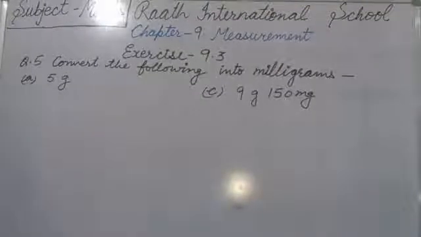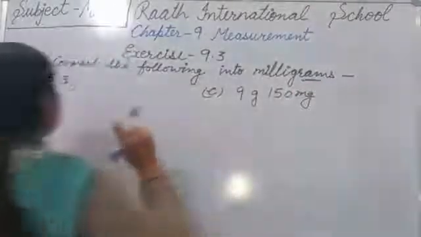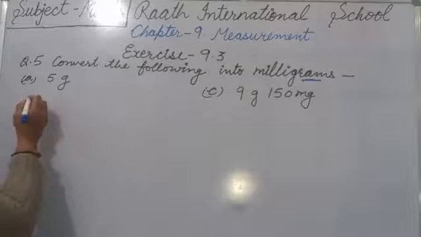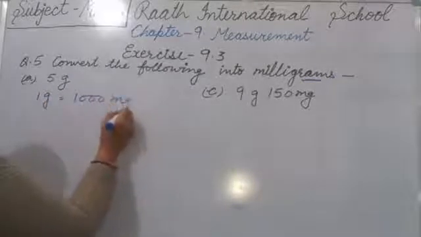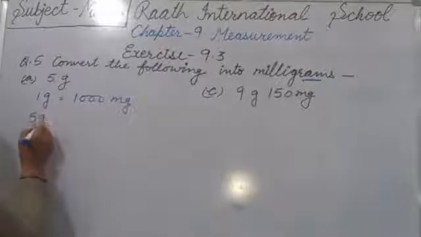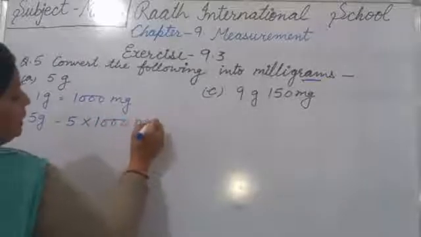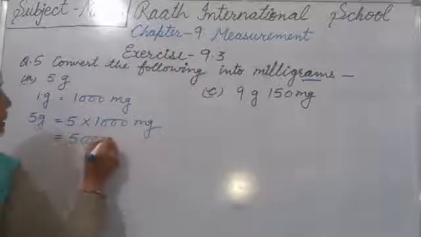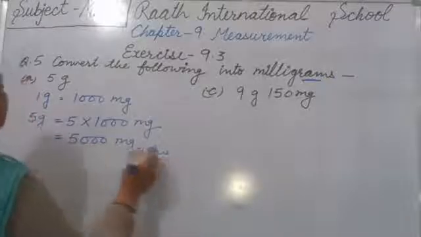Question 5. Convert the following into milligrams. Here you convert into milligrams. Gram is given here. You convert into milligram. So as we know, 1 gram equals 1000 milligram. So A part, here is 5 gram. So 5 gram equals 5 multiplied by 1000. Now it's become milligram. So 5 into 1000 becomes 5000 milligram. That's your answer.